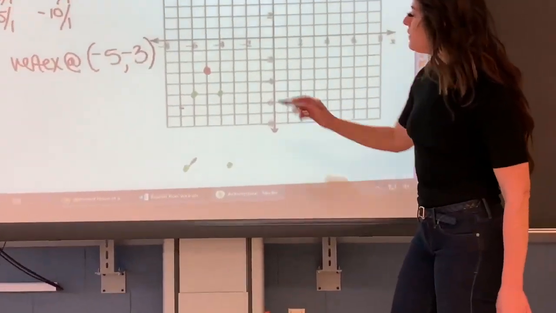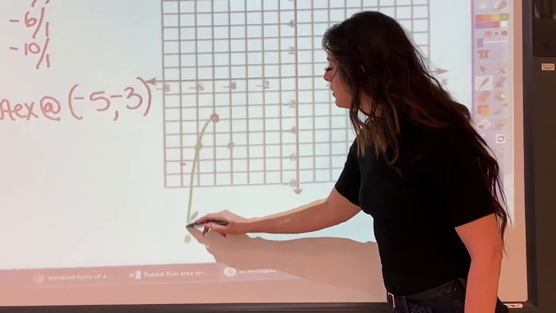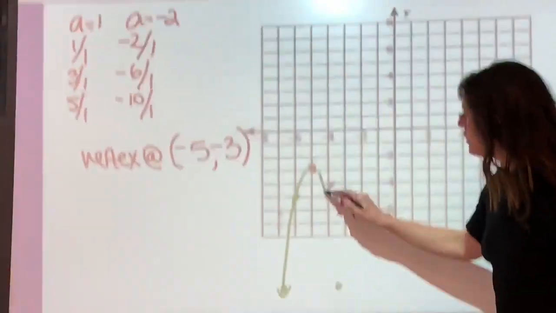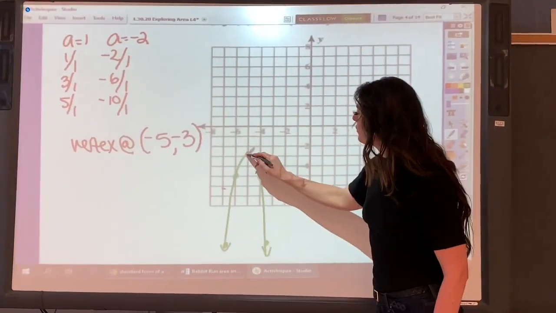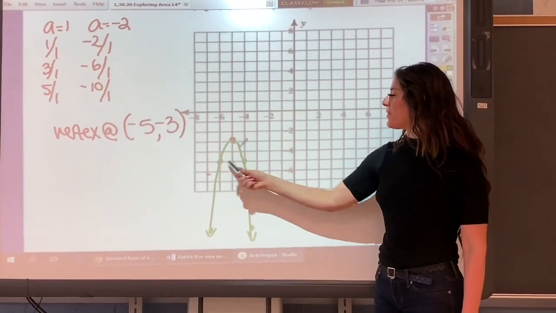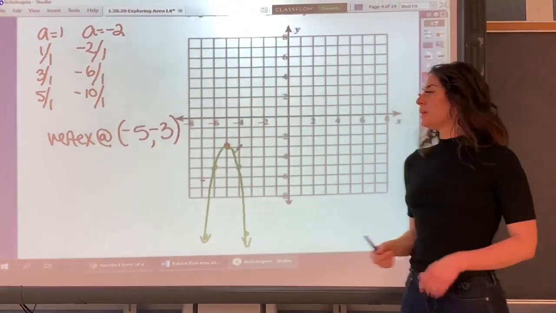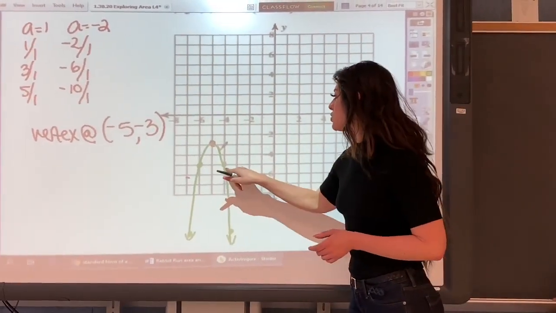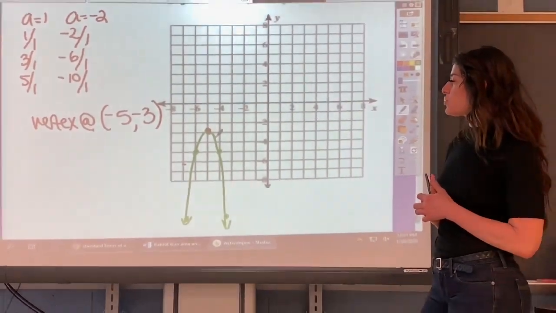And then you have enough information to plot your quadratic. I usually recommend your vertex and then 2 additional points on each side. Even your vertex and 1 additional point on each side is enough information.